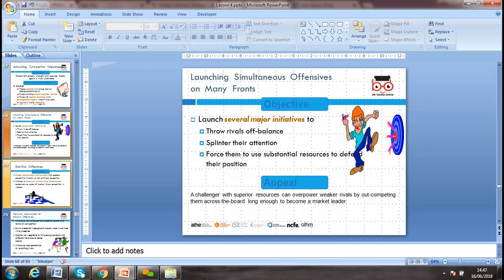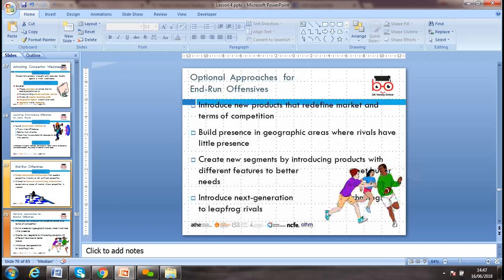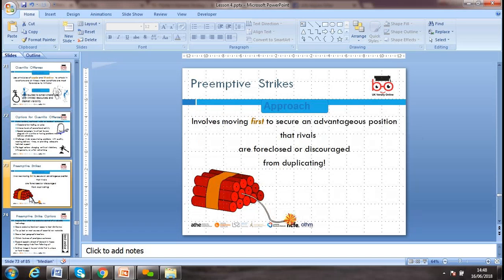We can look at the balance, where their attention is, what they are focusing on more. So we need to look around and run offensives. We need to look at different strategies, and use guerrillas, making random scattered raids on the leaders in the market. We can make a preemptive strike, which involves moving first to secure a position. So you don't give your enemies the chance to enter the market; you enter first.